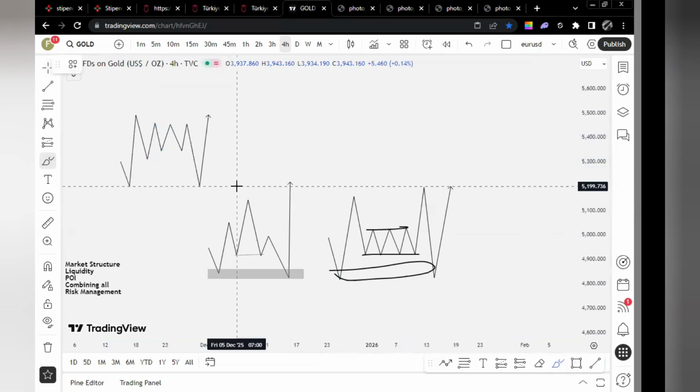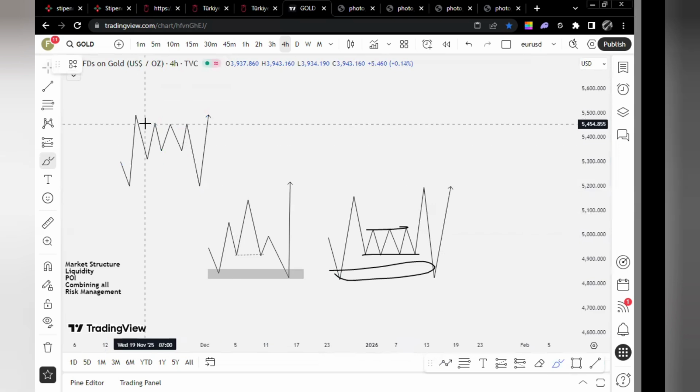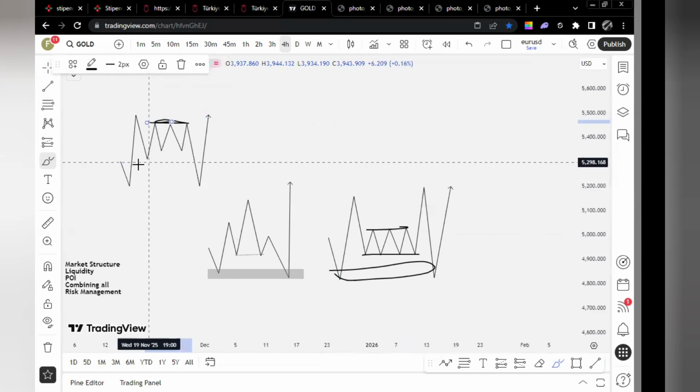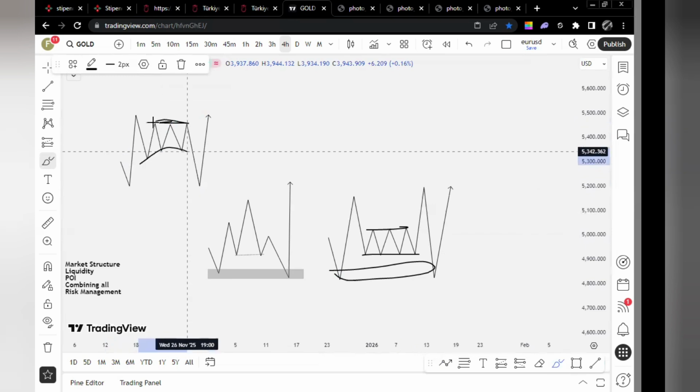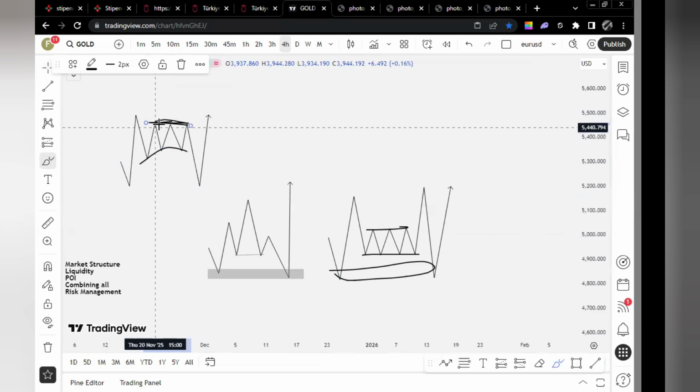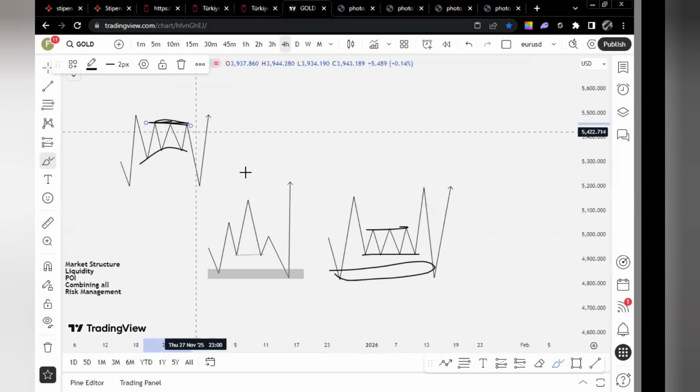Now, can you see that the highs of this zone range within the same point, but the lows are going ahead while the highs are straight. So this is equal highs. This is called equal highs.